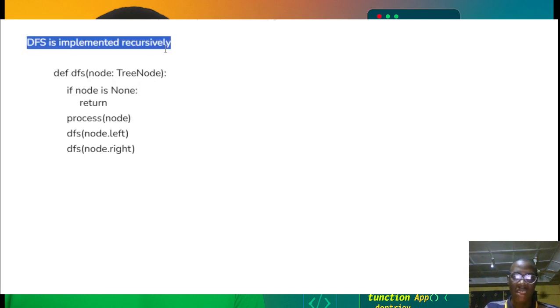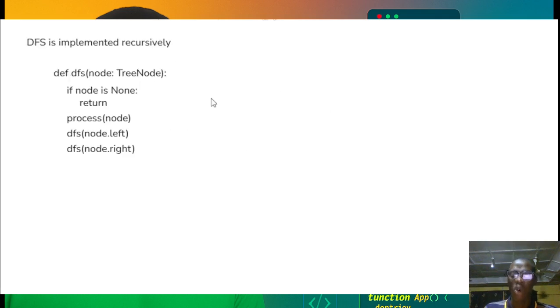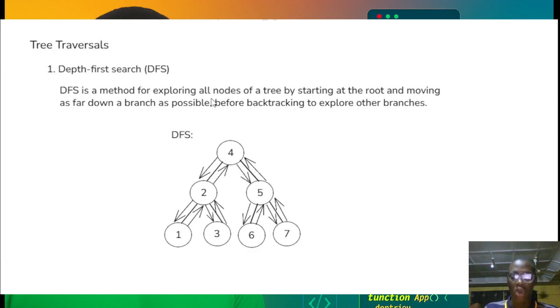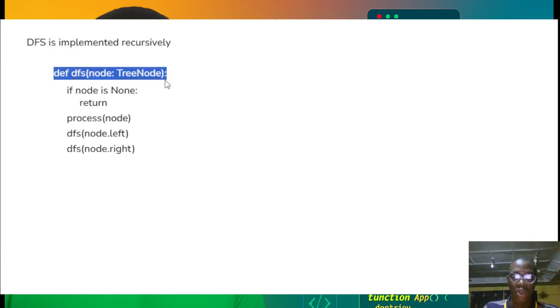So DFS actually is implemented recursively. What that means is that it recursively calls itself, going deep down, and this is how the code looks like.